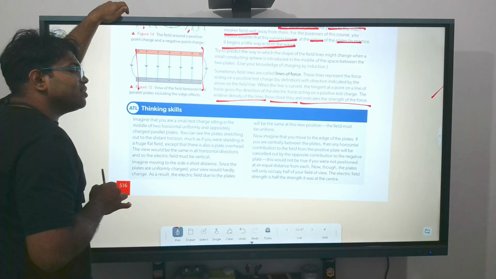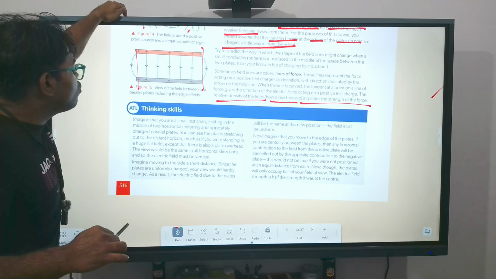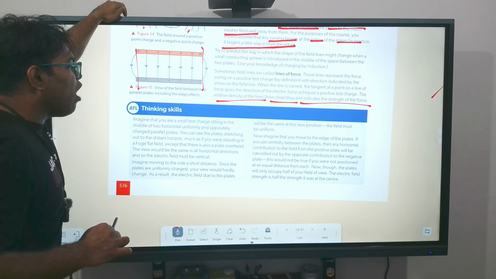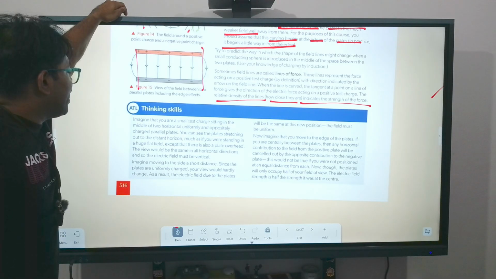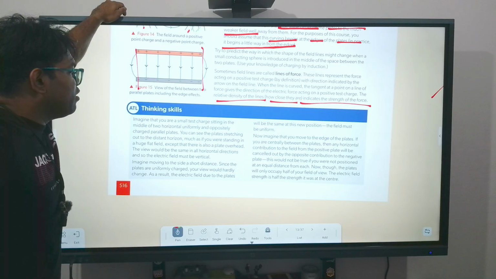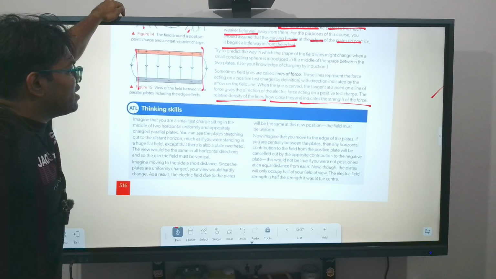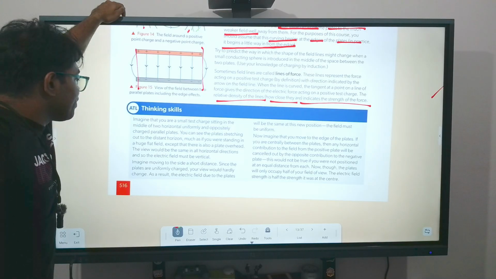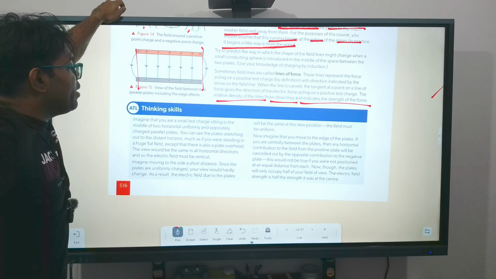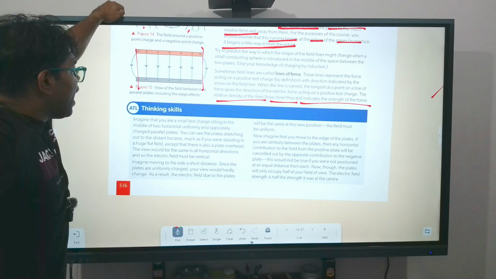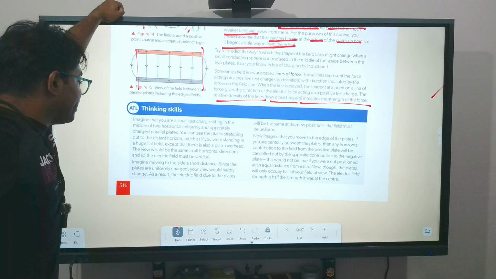Imagine that you are a small test charge sitting in the middle of two horizontal, uniform and oppositely charged plates. You can see the plates stretching out to the distance in the horizon, as if you were standing in a huge flat field, except that there is also a plate overhead. The view would be the same in all horizontal directions, and so the electric field must be vertical.